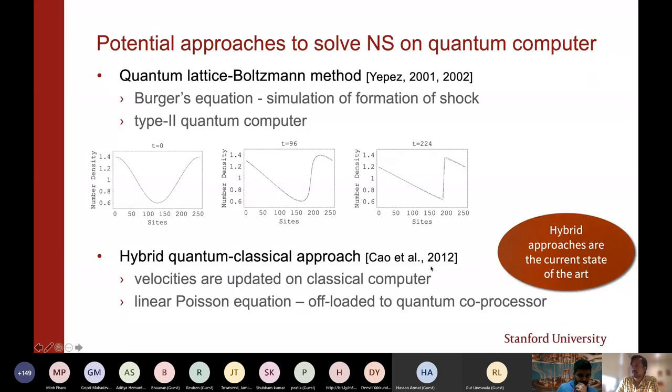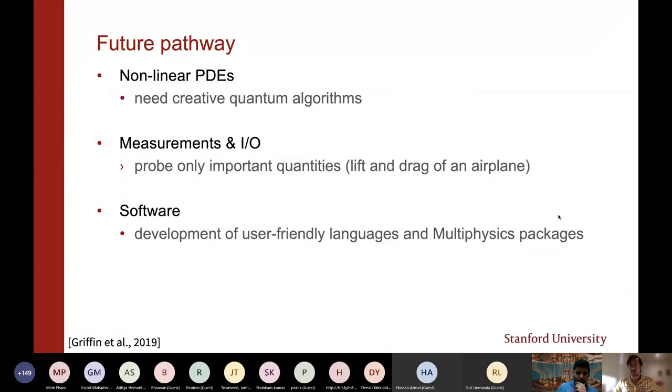And another method that I want to mention is by Cao et al. in 2012. This method is also a hybrid method where they update the velocities on a classical computer, and the Poisson equation for pressure was offloaded to a quantum coprocessor. Basically I think hybrid approaches are the current state of the art for Navier-Stokes on quantum computers. So that's what I want to show.